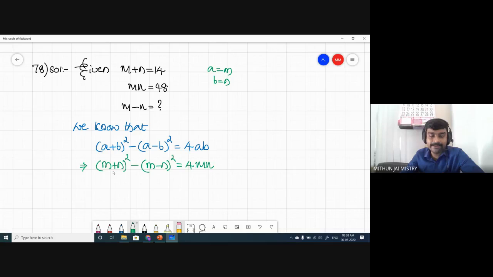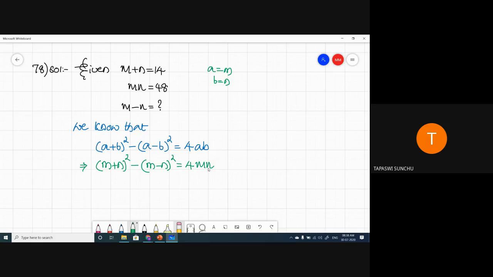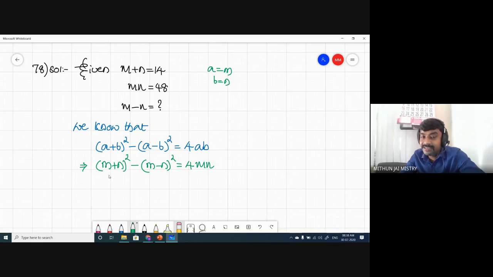Tapasvi, here I have translated the formula with the help of Harshit. So m plus n, m minus n, m into n. These are the three different things. In these three different things, we know two: the first and the second one. Have a look here clearly.